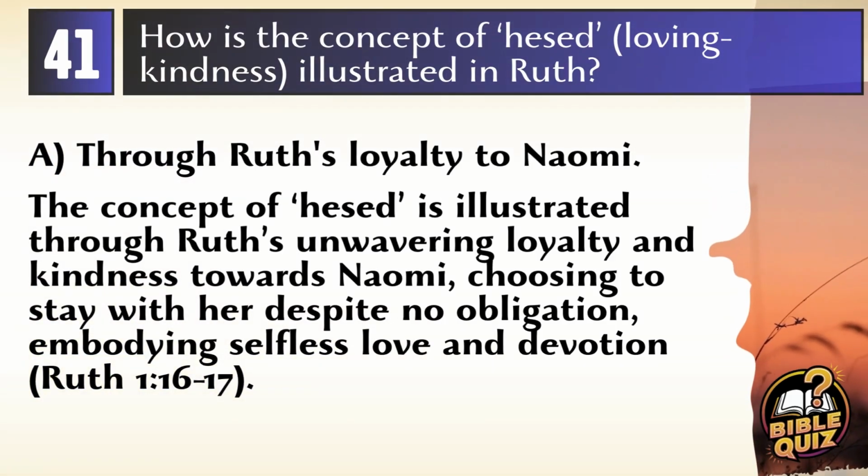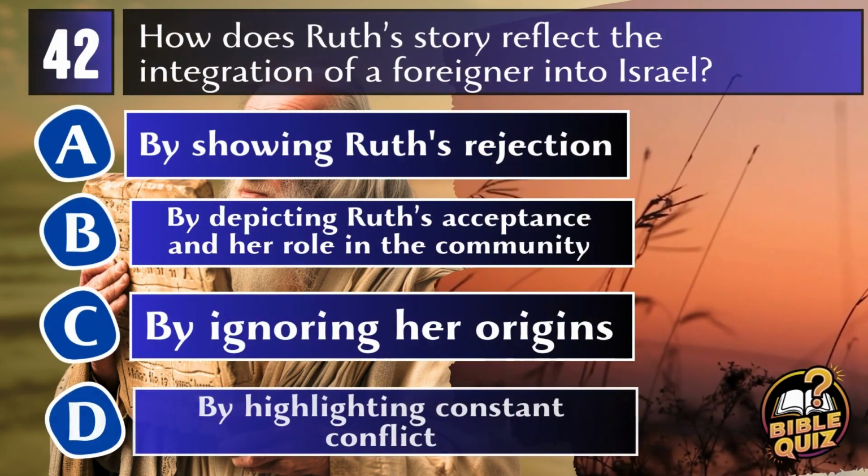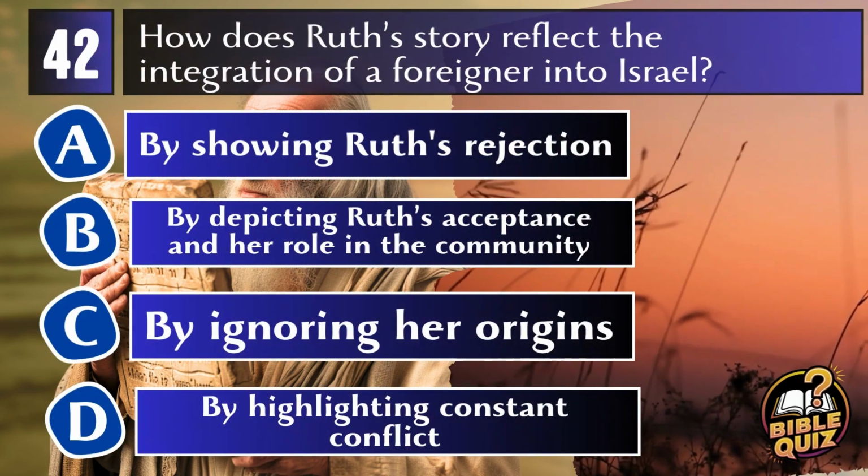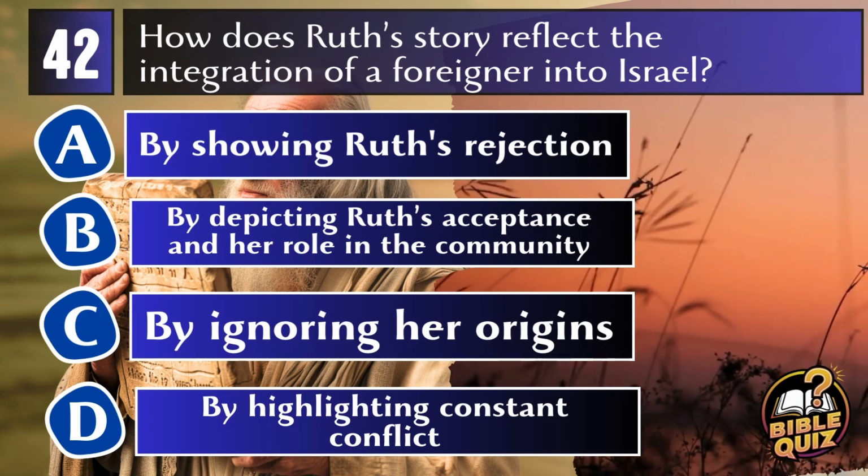Answer A. Through Ruth's loyalty to Naomi. The concept of hesed is illustrated through Ruth's unwavering loyalty and kindness towards Naomi, as she chooses to stay with her mother-in-law, despite having no obligations to do so, embodying selfless love and devotion. Ruth 1:16-17. Question 42. How does Ruth's story reflect the integration of a foreigner into Israel?